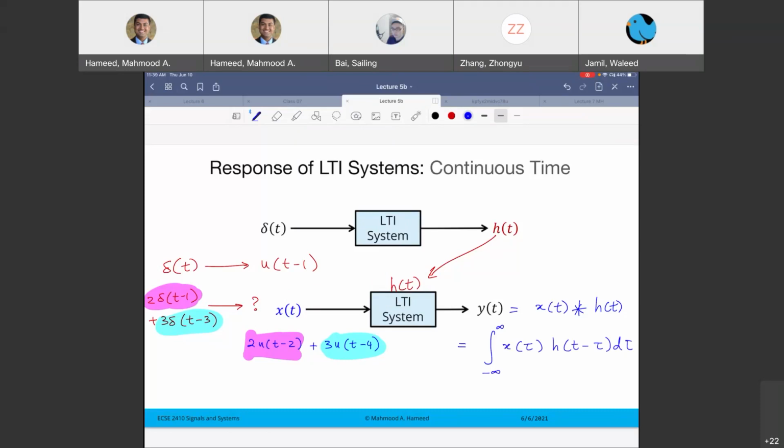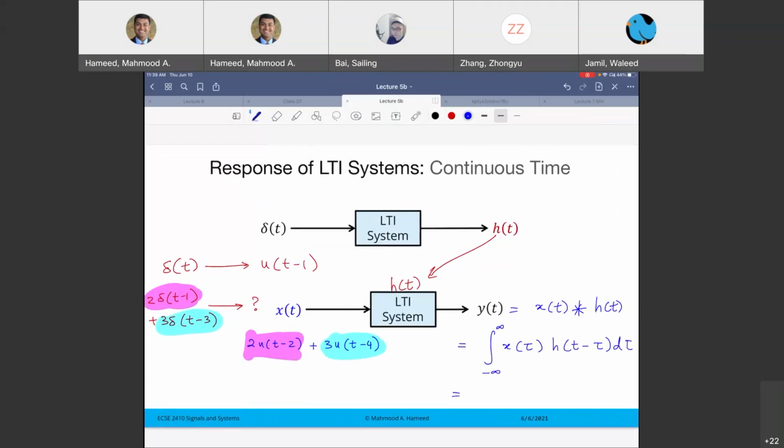Look at this. Summation m equals negative infinity to infinity, x of m, h of n minus m. Integration negative infinity to infinity with respect to tau, x of tau, h of t minus tau, d tau. Right? You see that one-to-one mapping there? n to t, m to tau. Summation became integration. This is my claim. I still need to prove this.